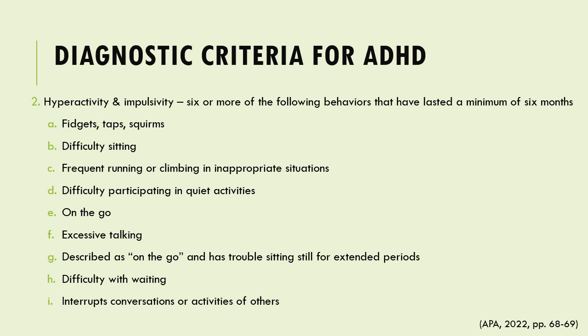Diagnostic criteria for ADHD with the hyperactivity and impulsivity criteria involve 6 or more of the following behaviors that have persisted for at least 6 months. These patients may fidget, tap, or squirm. They may have difficulty staying in their seat. They may run or climb in situations where these behaviors are not appropriate. They may be unable to play or engage in leisure activities. They're often on the go or act as if they're driven by a motor. They may talk excessively. They may blurt out answers before a question is finished. They may have difficulty waiting their turn, and they may interrupt or intrude on others.